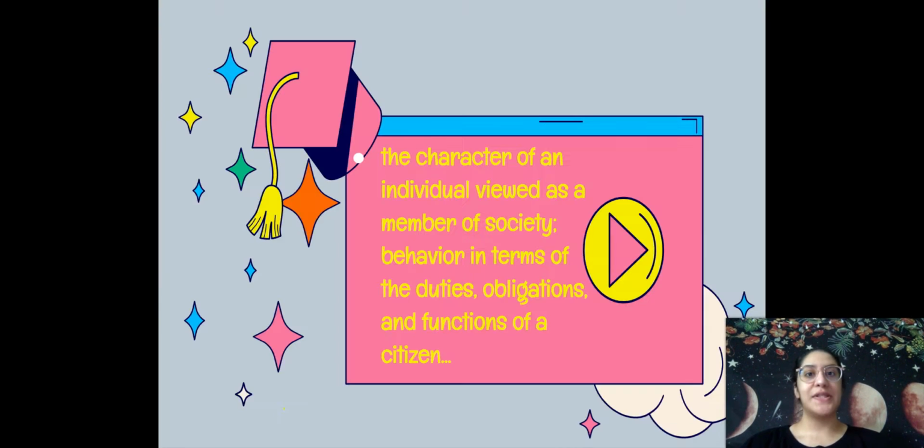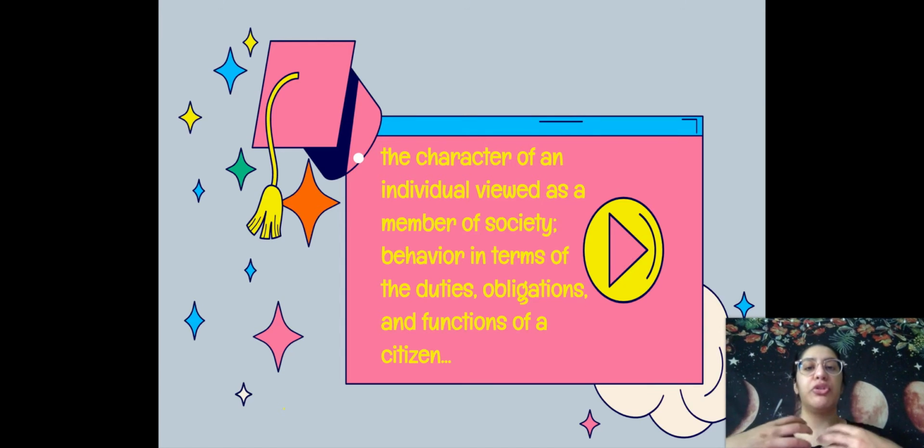Let's get started. Citizenship is a characteristic of an individual as viewed as a member of their society. It is a behavior in terms of what their duties are and their obligations and how they function as a citizen. So basically, all that means is citizenship is how you, as a member of your society, contribute back to that society and contribute back to your fellow humans, and also how you work in balance with your government.